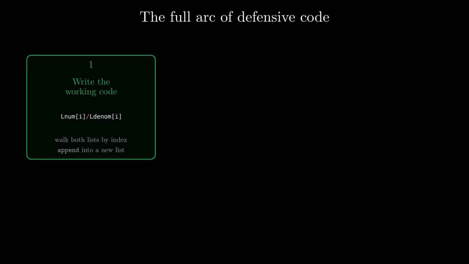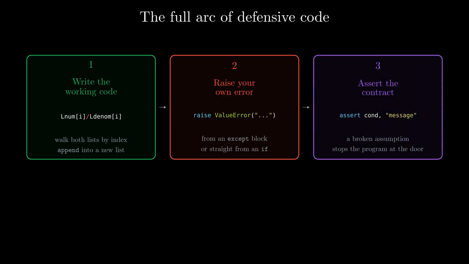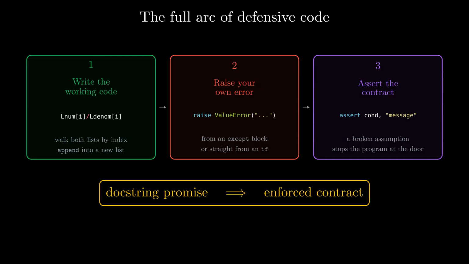That's the full arc of defensive code. Write the working logic first with indices walking both lists in step. Replace a crash with your own value error, raised from an except block or straight from an if, so failures carry a readable message. Then assert your docstring's contract so a broken assumption stops the program at the door instead of sending a bad value deeper into your code.